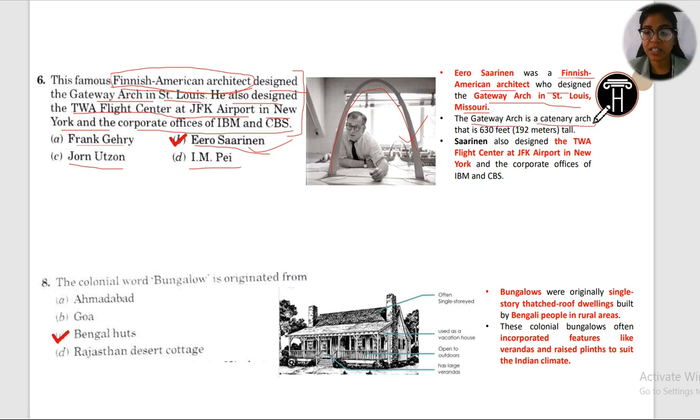Talking about his famous work, the Gateway Arch, it is a catenary arch, as you can see. This is a catenary arch and its height is 192 meters. Also, he designed the TWA Flight Center at JFK Airport in New York and some corporate offices as given earlier, IBM and CBS. Please remember the name of the architect, his work, and the famous work like the Gateway Arch in St. Louis, Missouri. These all things are important from the exam perspective.